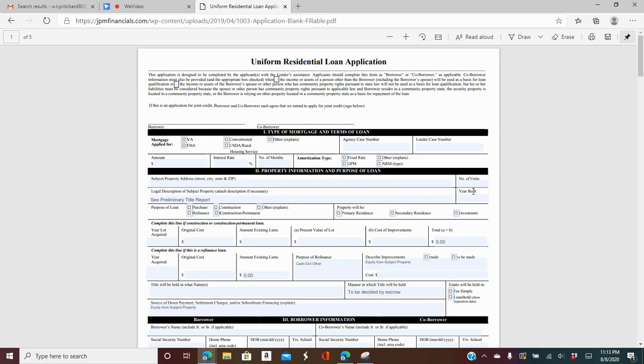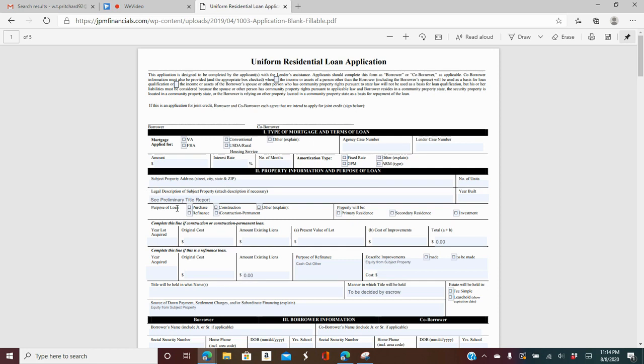Right here where it says year built, you can find the year built if you Google a house and Zillow comes up, or one of those housing sites. You can find the year built listed there. Another place that you can look to find the year built is the appraisal.